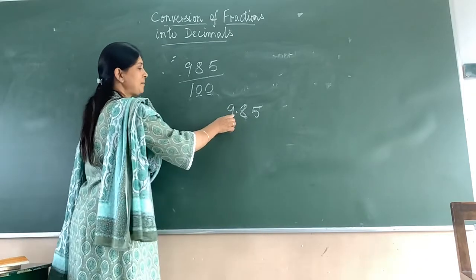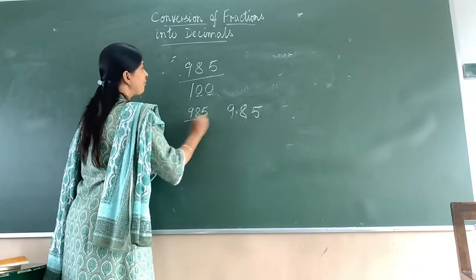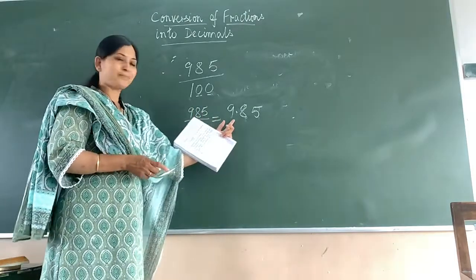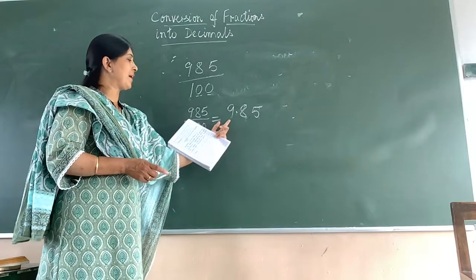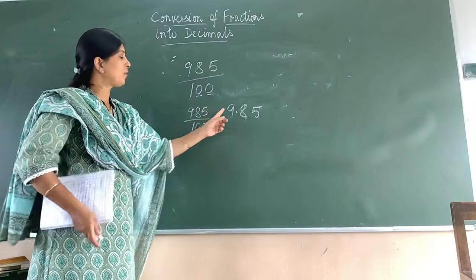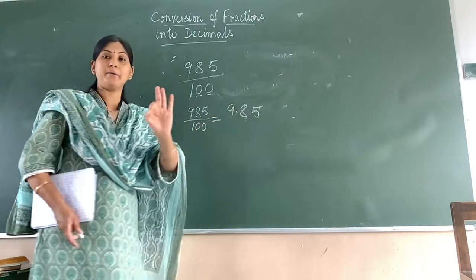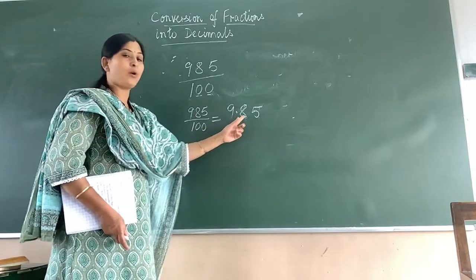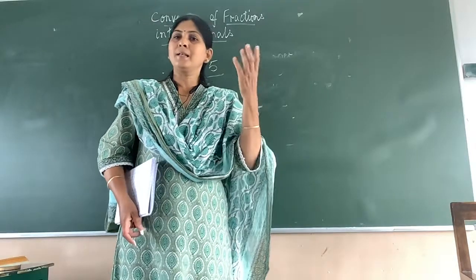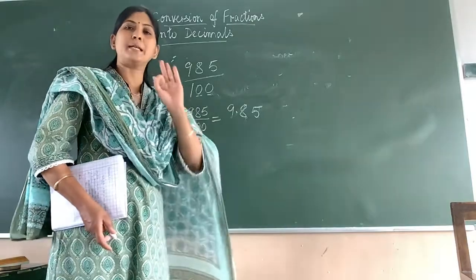Okay, so 9.85. 985 over 100, how can we write, children? As decimal number, we can write it like this, 9.85. Now, do not make the mistake of reading it as nine point eighty-five. The digits that are after decimal point are read separately. We will read nine point eight five. So, I have given you few examples to explain how to convert decimal fractions into decimal numbers.